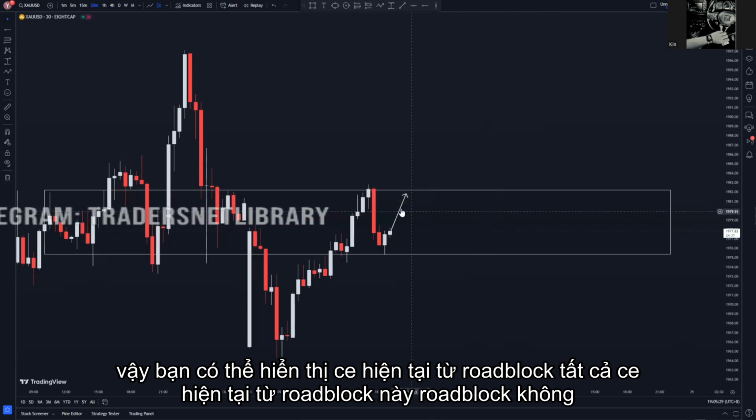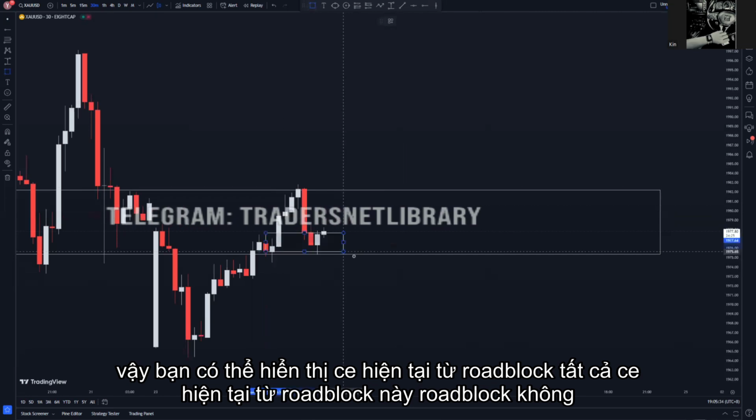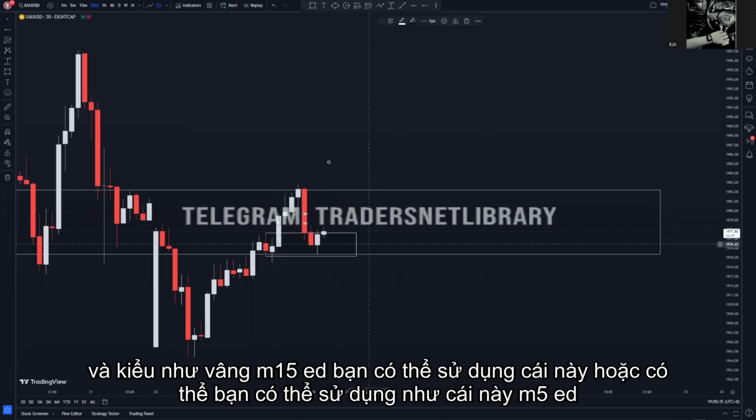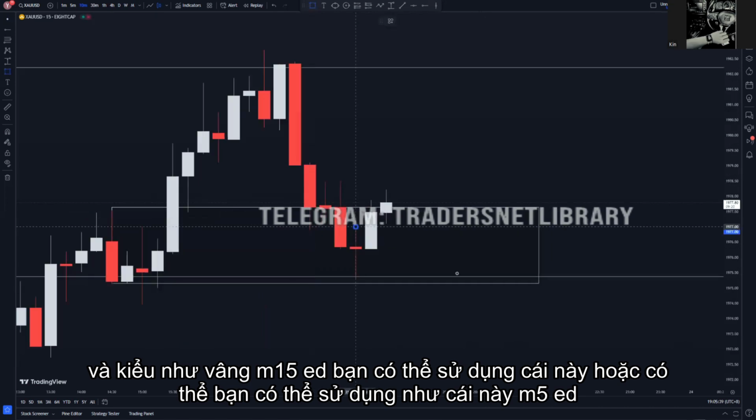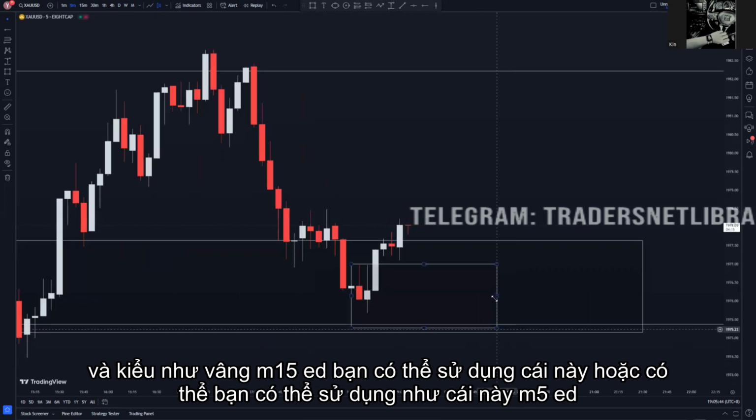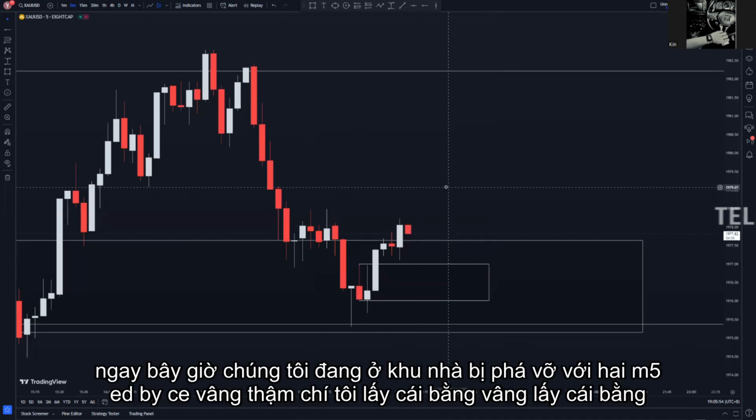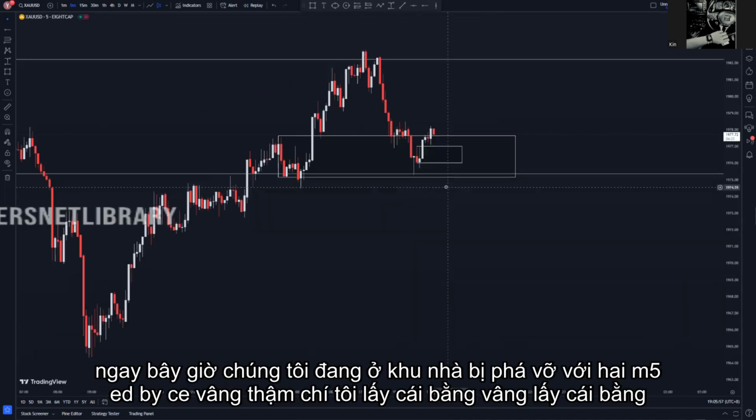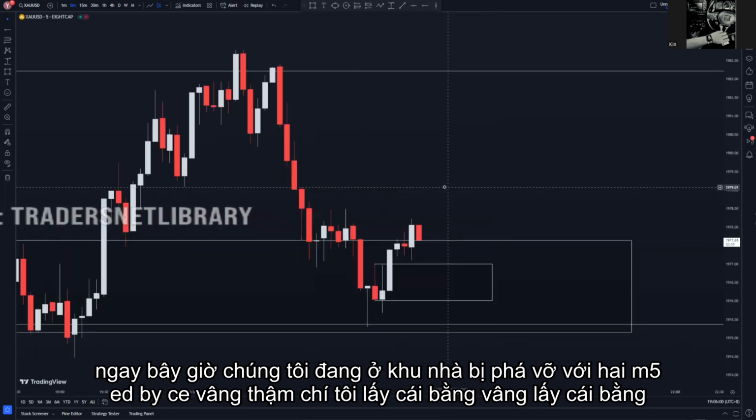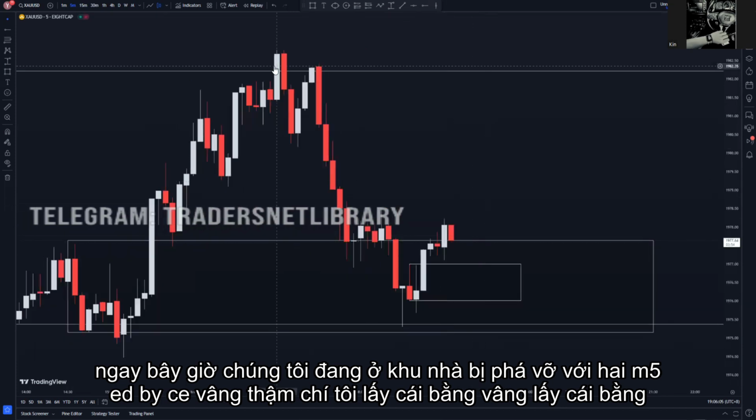All right. Current CE from buy roadblock. This roadblock, and that was M15 EG. You can use this one, or maybe you can use this one, M5 EG, the high risk. But sometimes M5 EG can be broken. Sometimes M1 EF can be broken. Okay, all right. Now we are at the roadblock with 2 M5 EG by CE. Yes, if you want to take the buy, yes, take the buy.